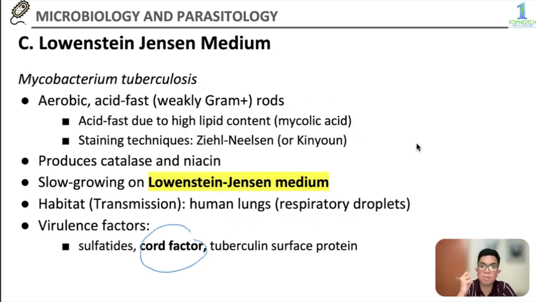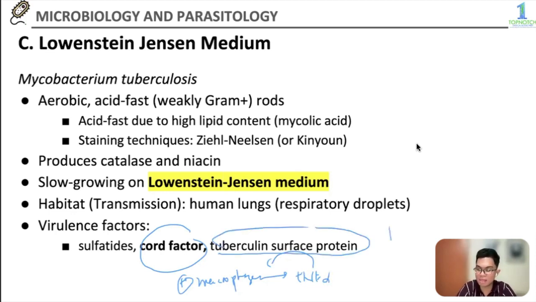So the cord factor is the most important virulence factor of TB kasi it's the one that activates your macrophages and leading them to secrete TNF alpha. I mean, TNF alpha, which would activate your macrophages. Well, baliktad, sorry. Whereas in contrast, yung tuberculin surface protein natin, it's the basis of your TST or PPD because it triggers cell-mediated immunity and delayed hypersensitivity, or yung type 4 na reaction natin. Kaya natin malalaman na may TB infection ng isang tao.